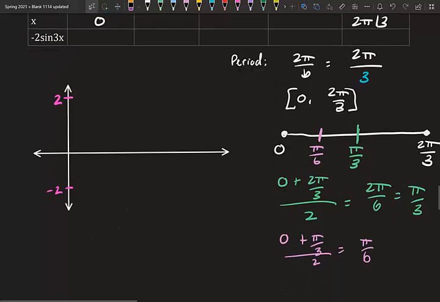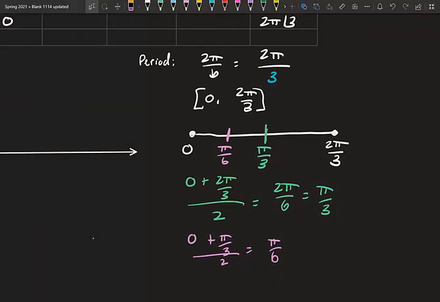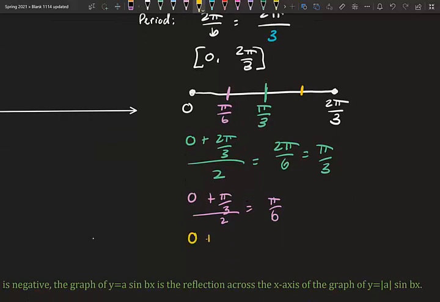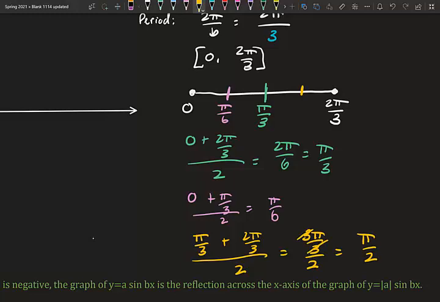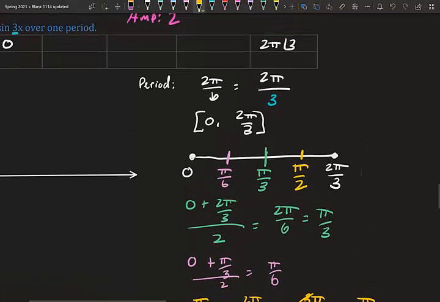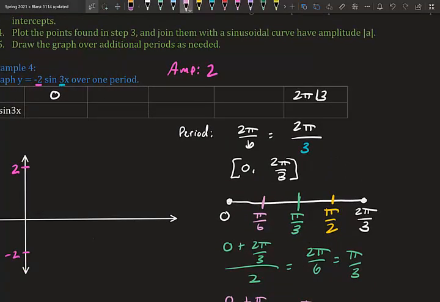And then our last quarter point, we can find by doing pi over 3 plus 2 pi over 3 divided by 2. So we have 3 pi over 3 divided by 2, or just pi over 2, because those 3's cancel. So now we have our intervals. We have 0, pi over 6, pi over 3, and pi over 2.